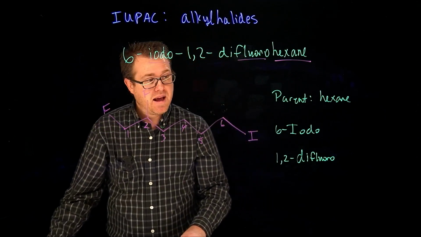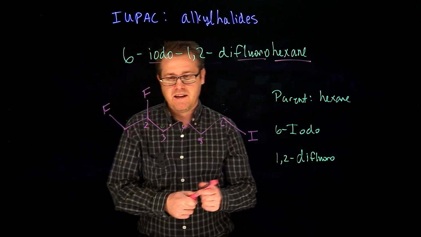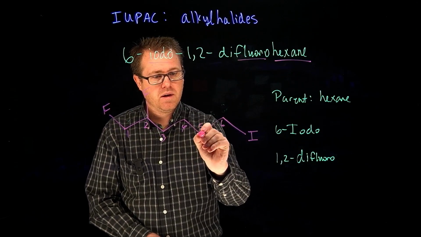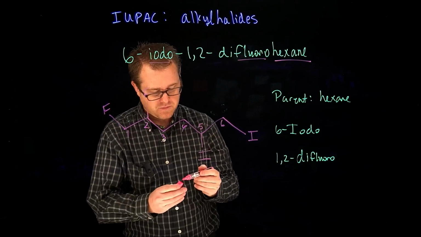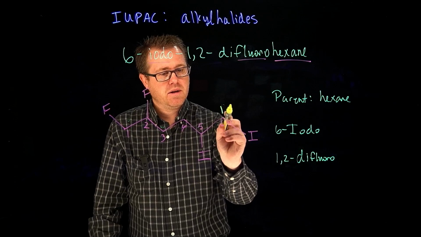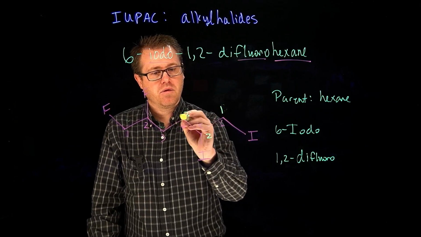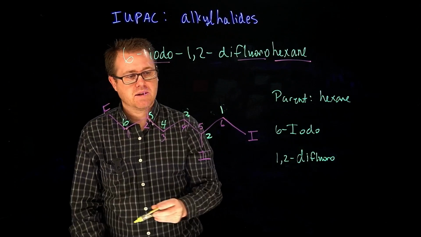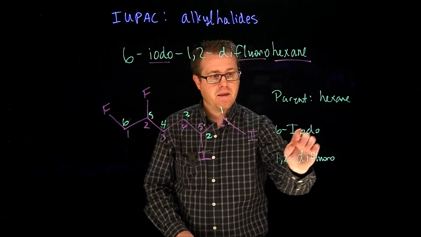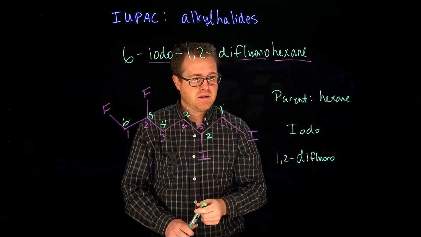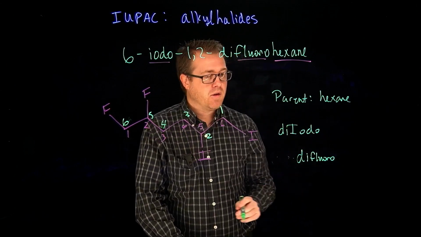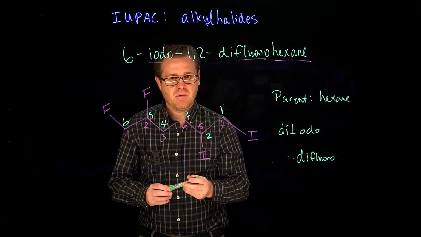Now let's change this up ever so slightly so I can illustrate the rules here. What if I put another iodo here? Just change it up a little bit. 1, 2, 3, 4, 5, 6. How would we name this guy? Well, the parent name is still the same. We have 2 iodos now, okay? So we would go diiodo, difluoro.